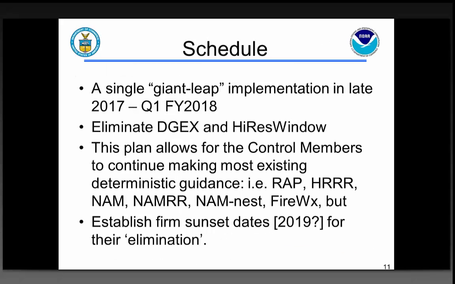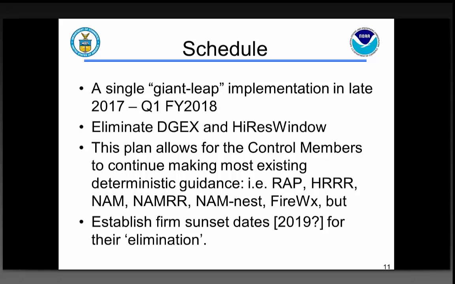The schedule, again, is driven by the fact that if we do things piecemeal, it's going to take forever. So in this sense, we're trying to bring together a large number of pieces and do the upgrade all at once. I see Becky back there turning several shades of blue contemplating what this is going to mean. We would take this opportunity to turn off the DGX, which is an extension that nobody really likes except Western Region. And the high-res window, because it will essentially be replaced by the members of the ensemble in the high-res.